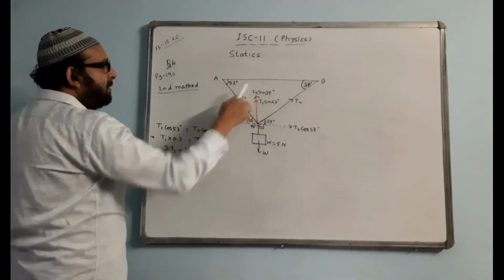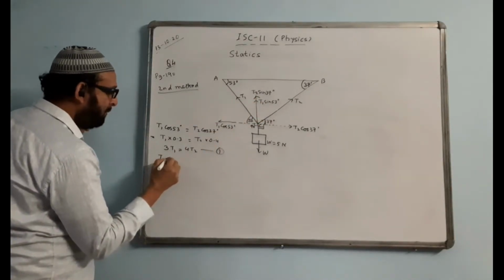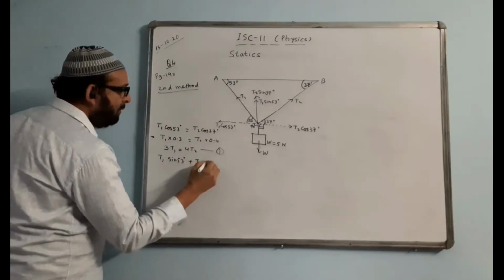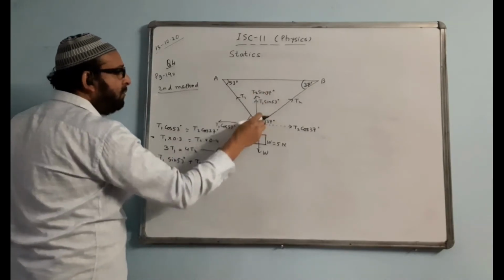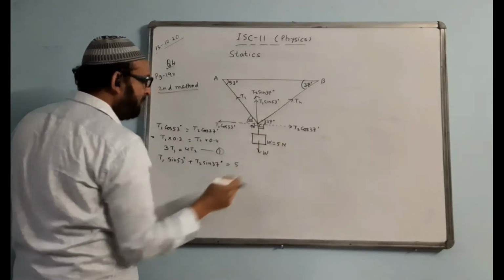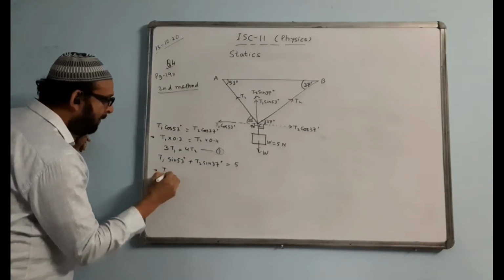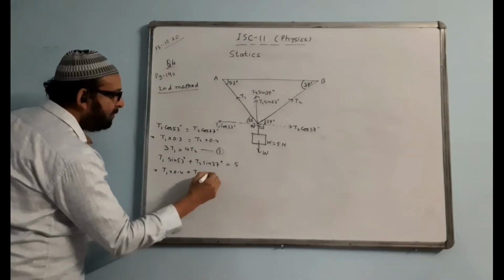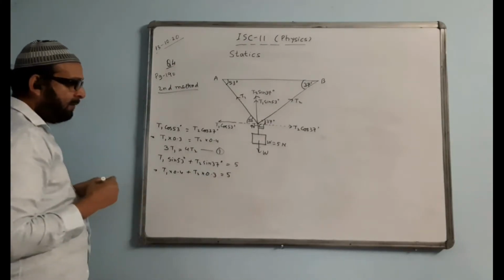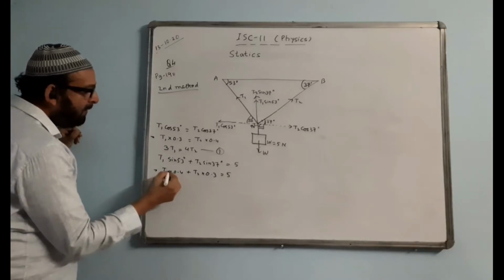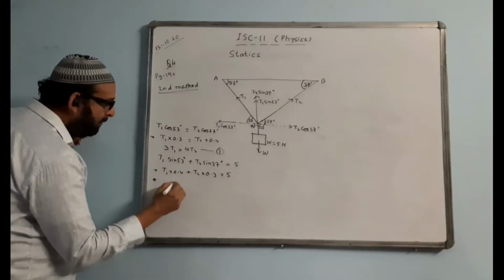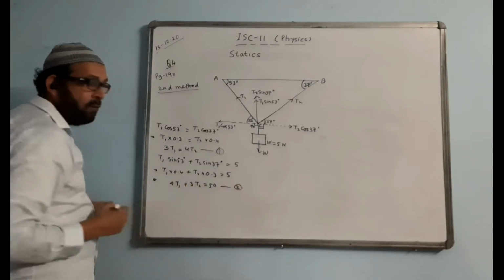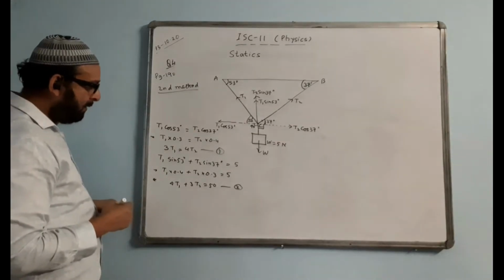Now I take this one. T1 sin 53 plus T2 sin 37, the total upward force is equal to the total downward force, which is 5. Downward force is 5. T1 sin 53 value is 0.4, you can check in calculator. T2 sin 37 value 0.3, equal to 5. We can multiply everything everywhere by 10 to remove the decimal. It becomes 4T1 plus 3T2 is equal to 50. Equation number 2.